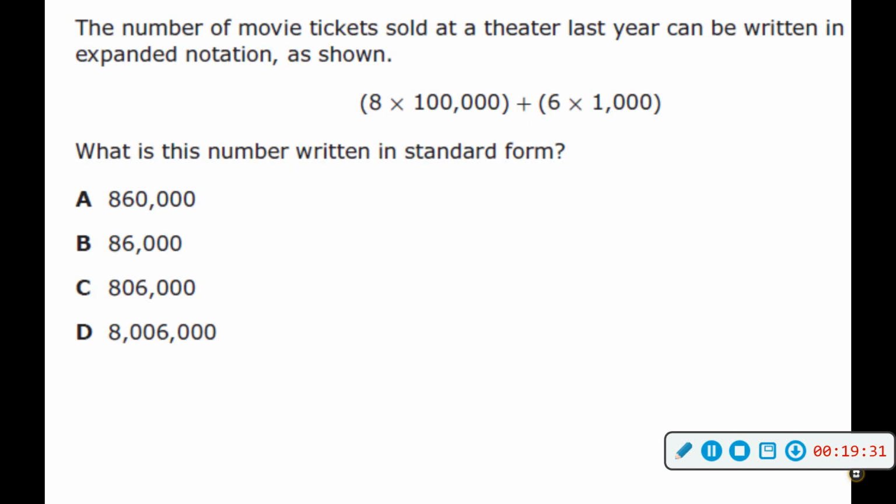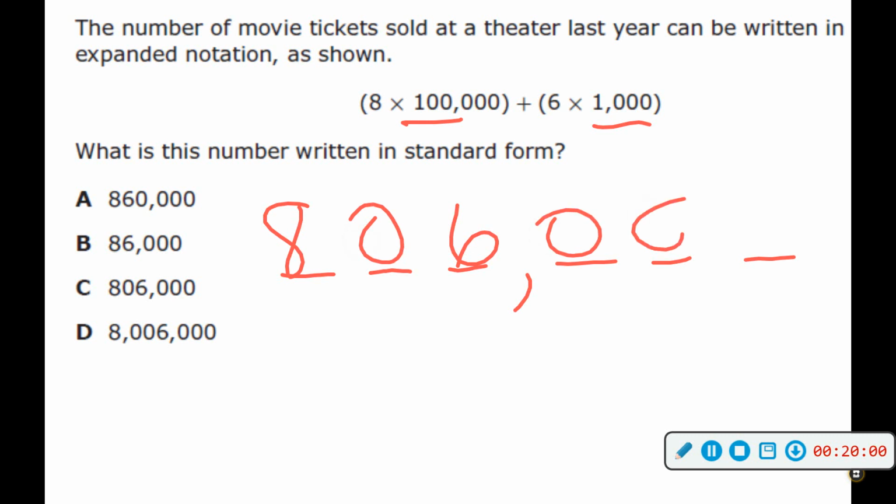The number of movie tickets sold at a theater last year could be written in expanded notation as shown below. What is the written standard form of this number? So we just need 100,000 and 1,000, which means it's going to be like this. I don't see any decimals, so for now, I could just leave those off. I need an 8 in the hundred thousands place, and I need a 6 in the thousands place, which means everything else has a value of 0 since it wasn't mentioned.